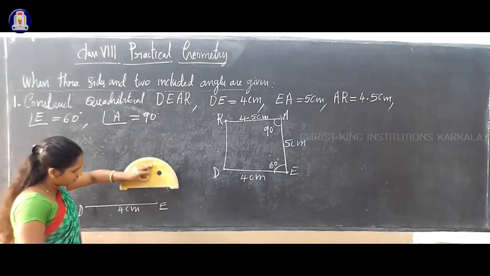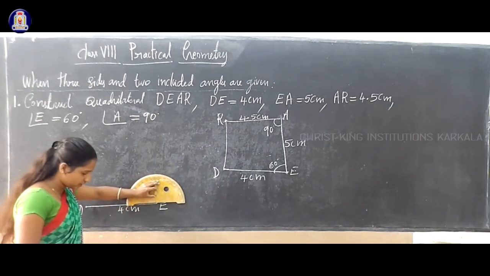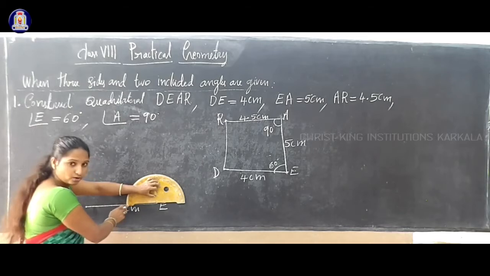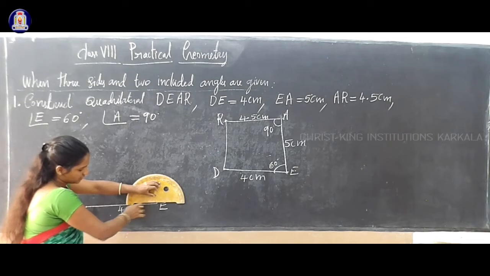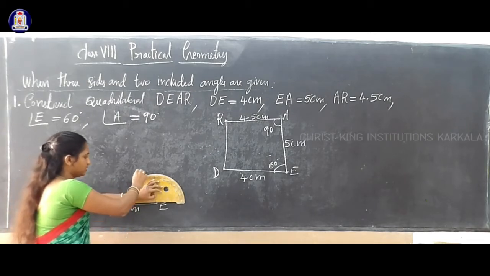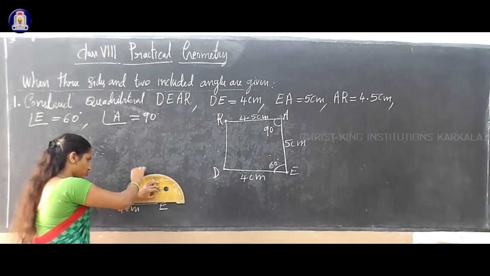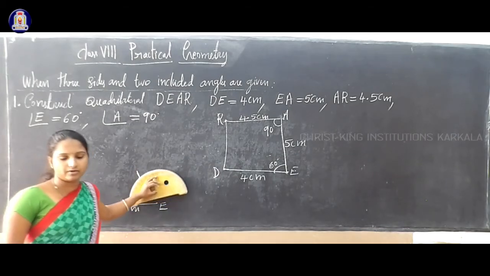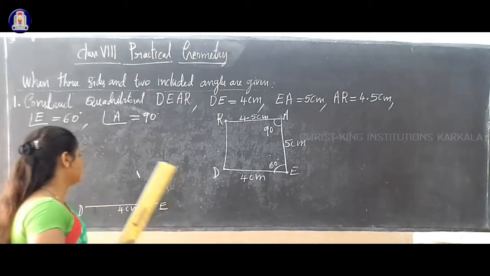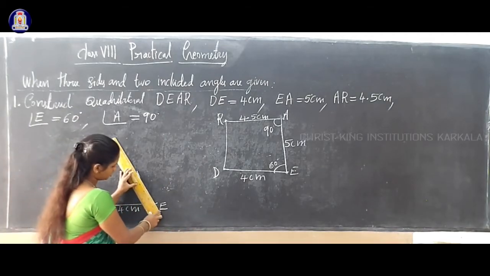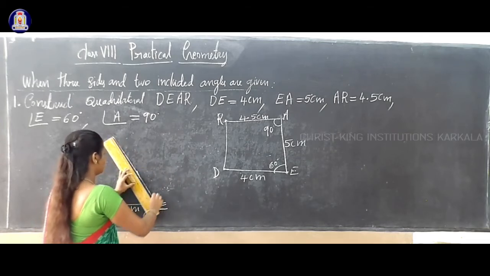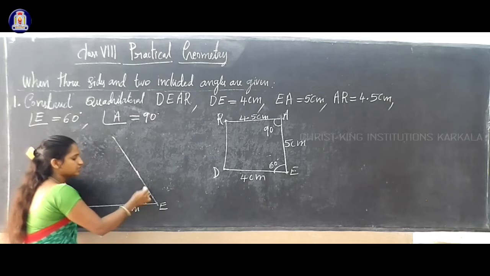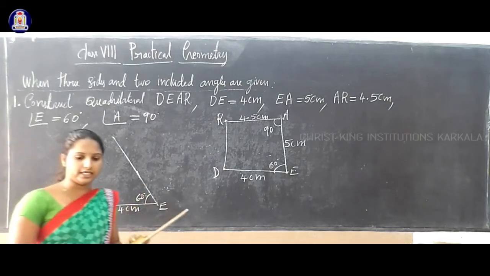So now keep the protractor on the line at point E. Start counting from 0. 0 is here, so not the external scale; on the line you should start, the inside scale. So that is 0, 10, 20, 30, 40, 50, 60 is here. So mark 60 degree. Clear? Next, draw a line like this. This is 60 degree, so write 60 degree. That is angle E.